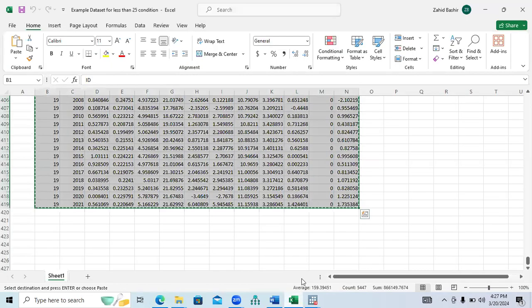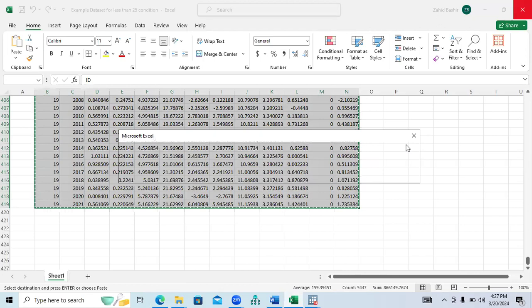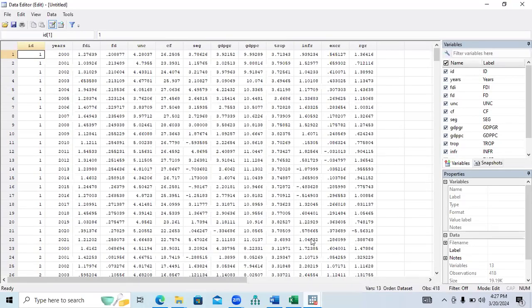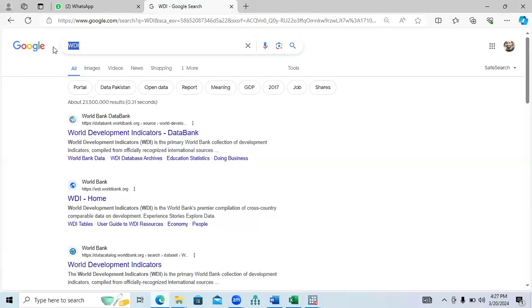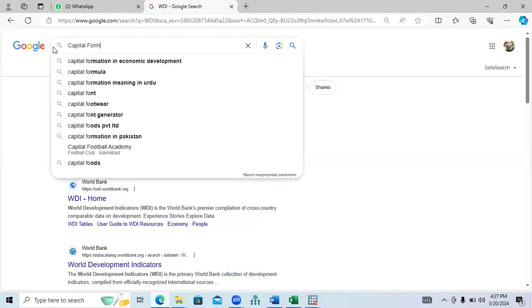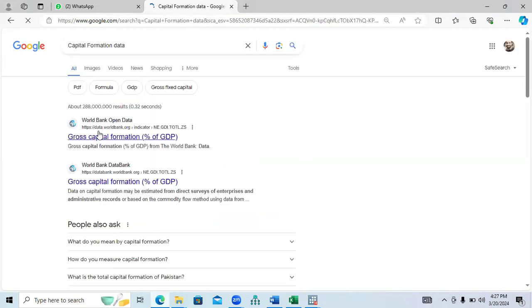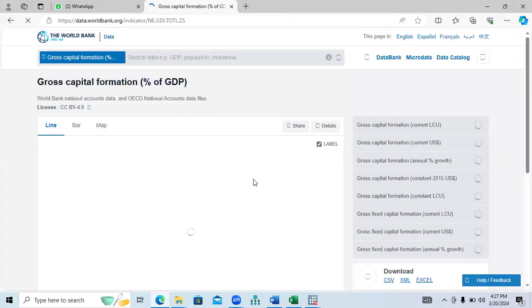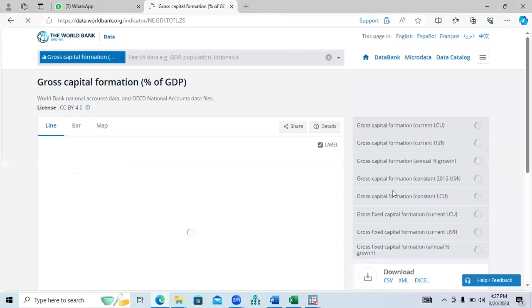For example, if we see our data, there are a lot of variables, like capital formation. This is a variable. If I search for capital formation data, it will show the World Bank database for downloading this data. You can simply click on it and download the data from here. There are options of Excel and CSV.